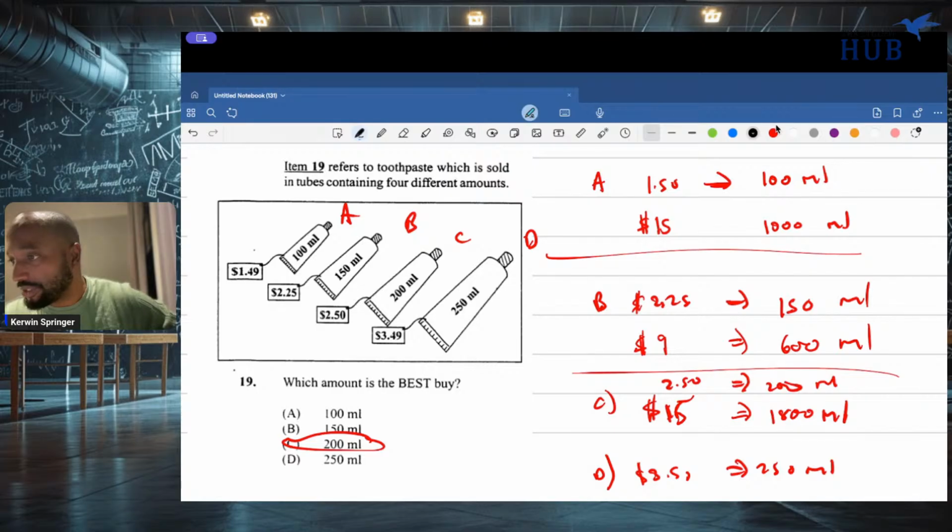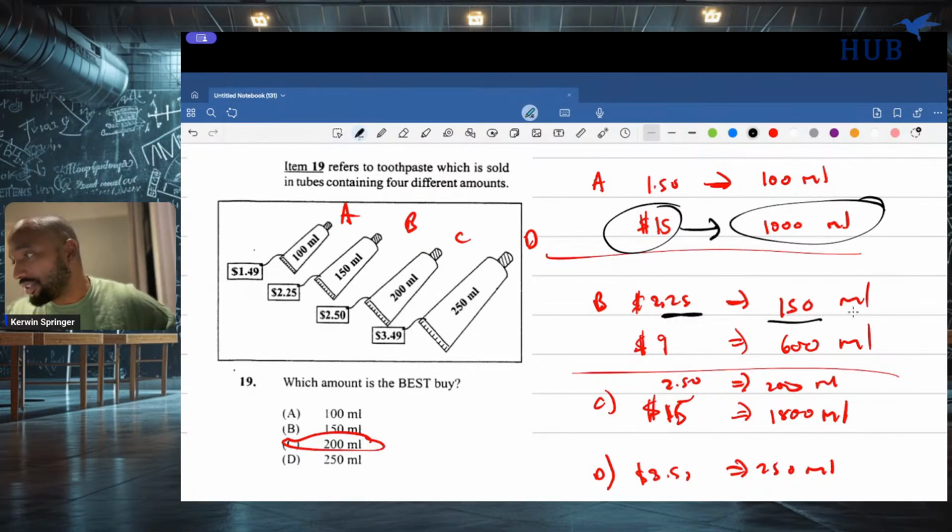Let me just go through what's happening in my mind. $1.50 is 100 ml, so if I spend $15, I'll get 1,000 ml. I use this as my benchmark. $2.25 is 150 ml, so multiply this by 4: $9 is 600 ml. It's slightly less than this. If I multiply this by 2, $18 will give me 1,200. Pretty close, but C is really good because $2.50 gave me 200 ml.